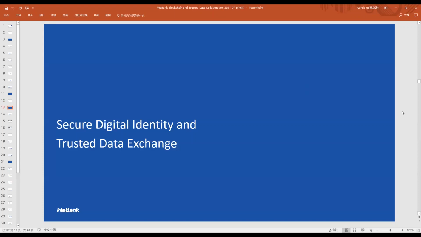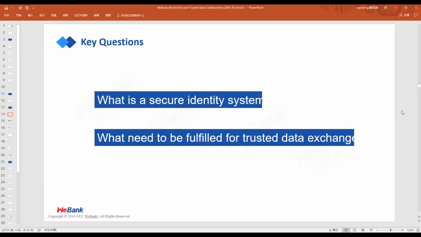The first part is digital identity and trusted data exchange, and how blockchain can help with that. There are two key questions here.